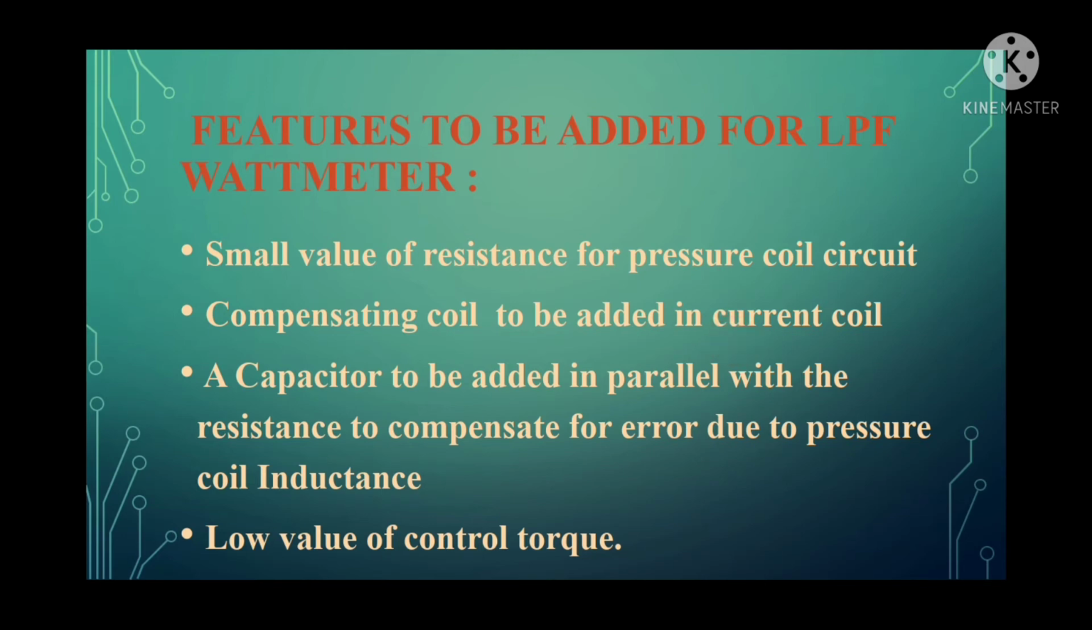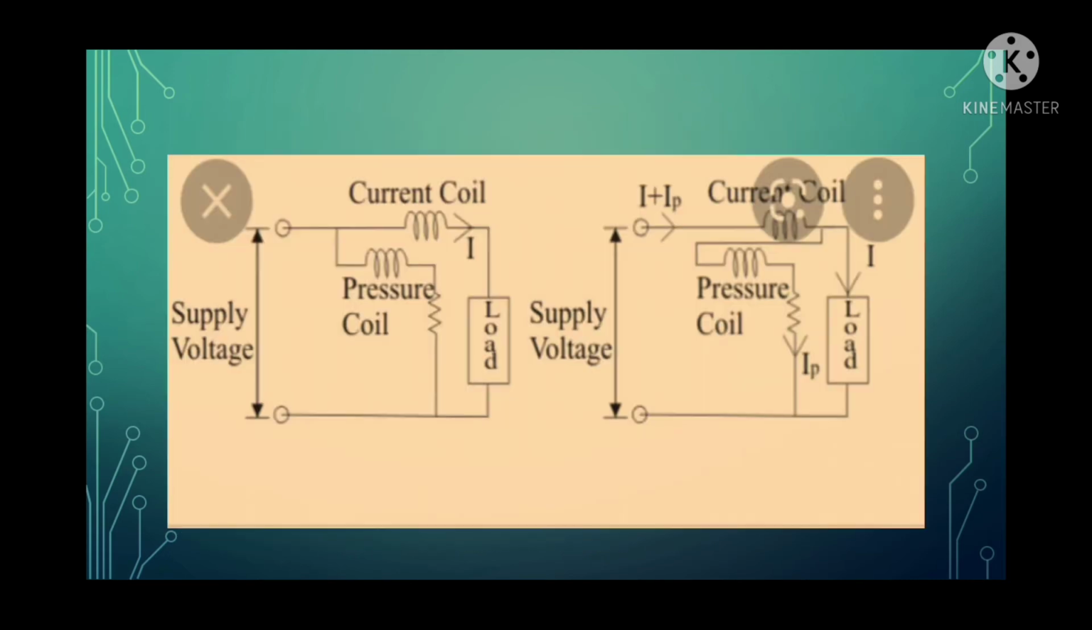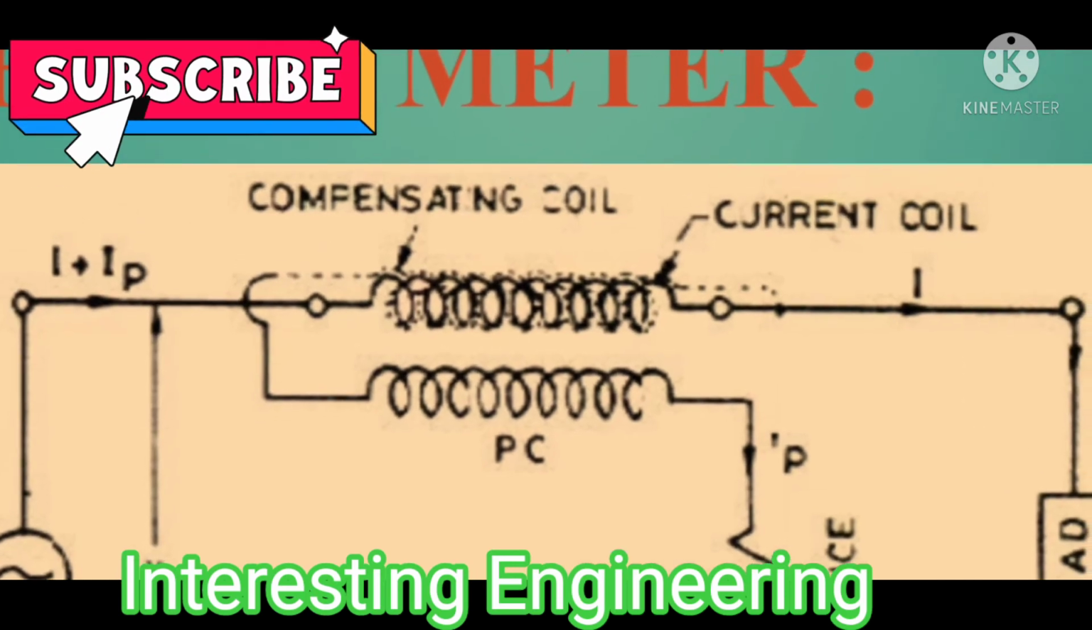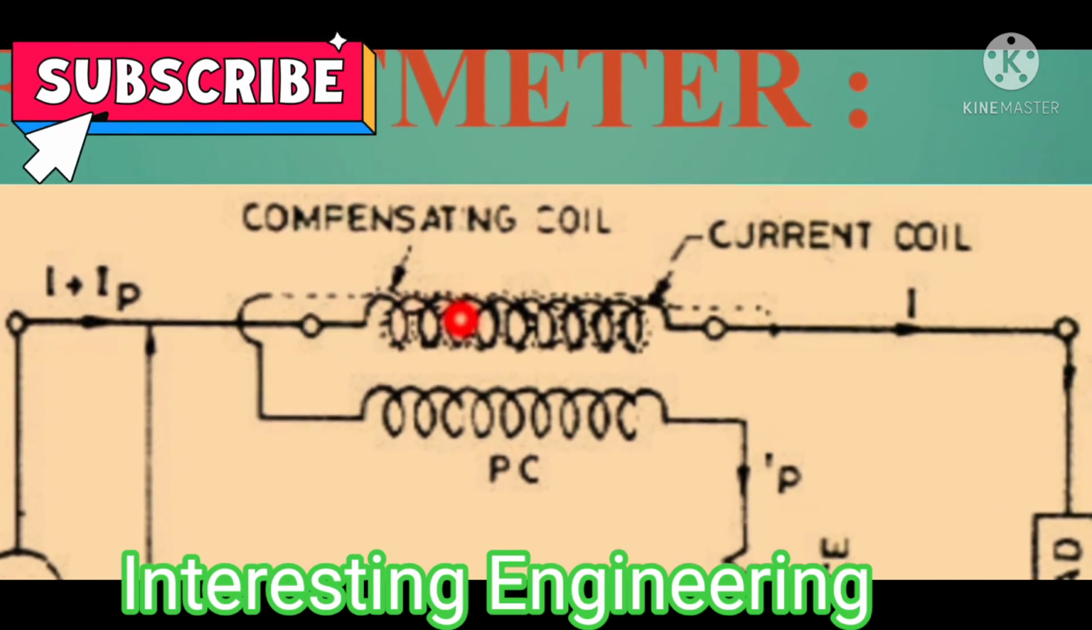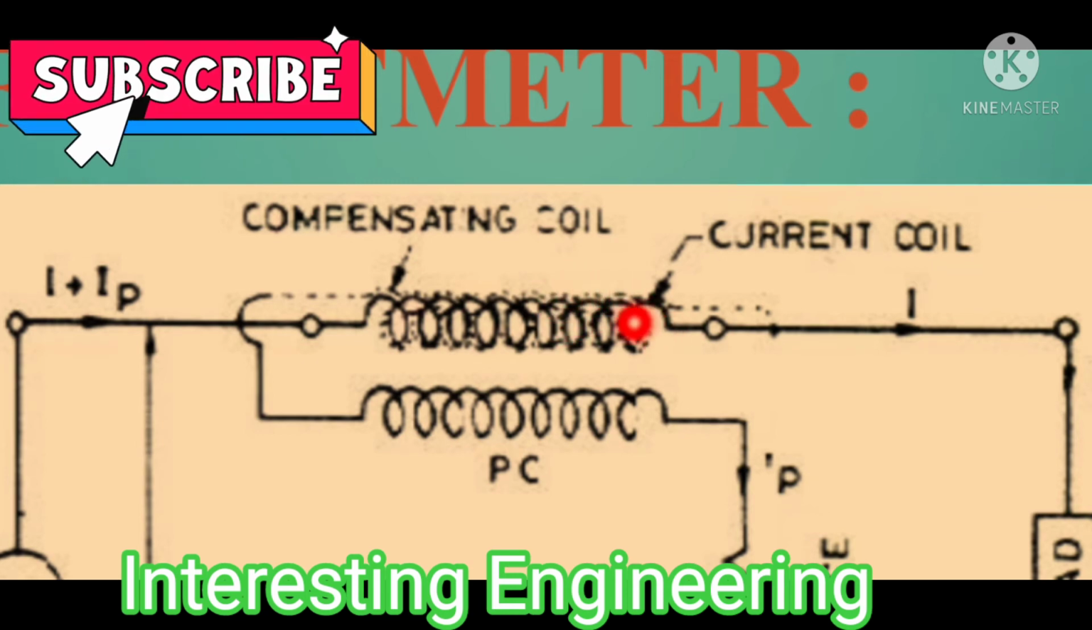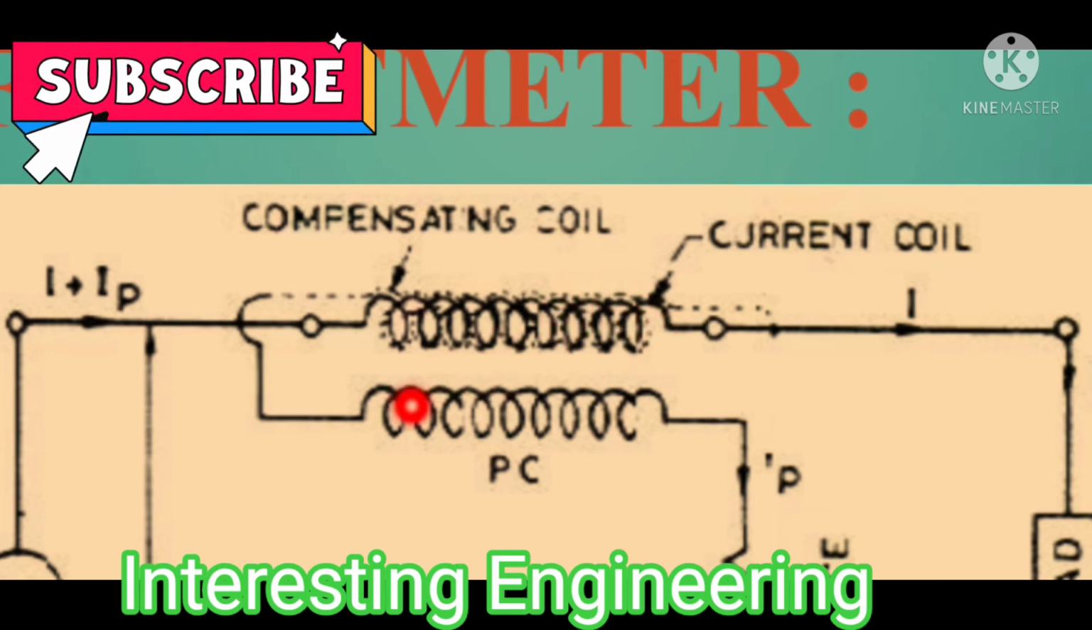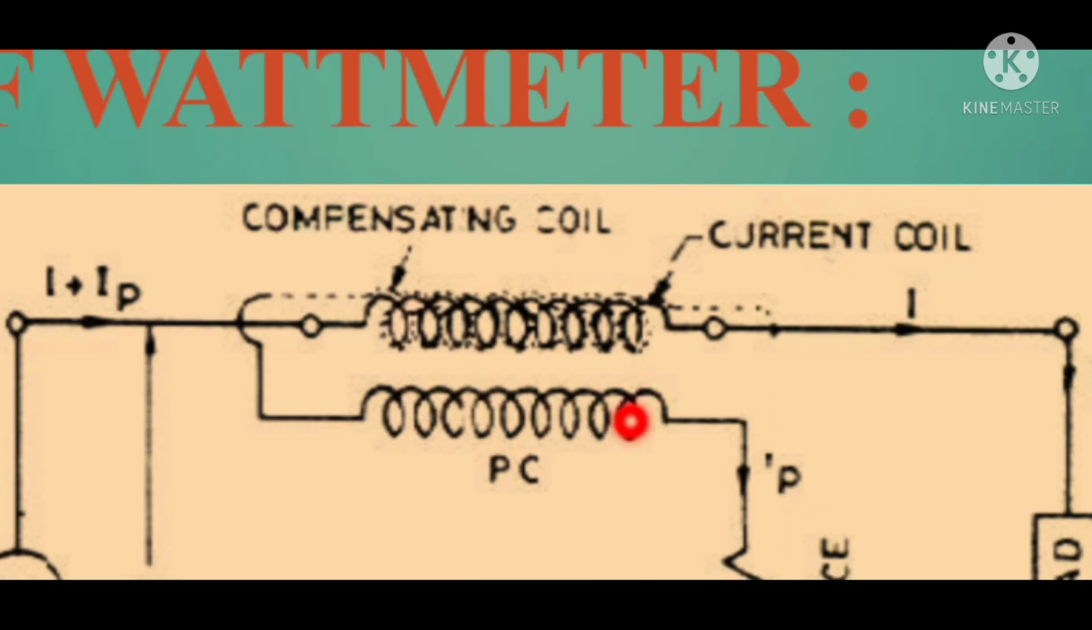So to avoid such damage to the pressure coil, we go for another compensating coil that is connected in series with the current coil. So a compensating coil is added in series with the current coil. Look here, this is the compensating coil that we are connecting in series with the current coil. So this is added to eliminate the error due to the increase in current in this pressure coil circuit.